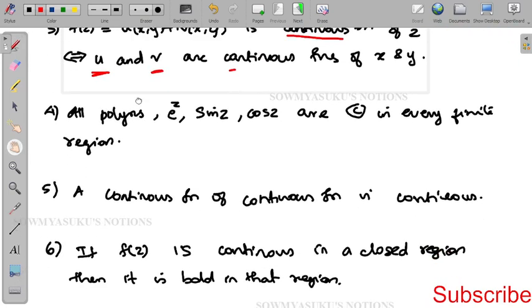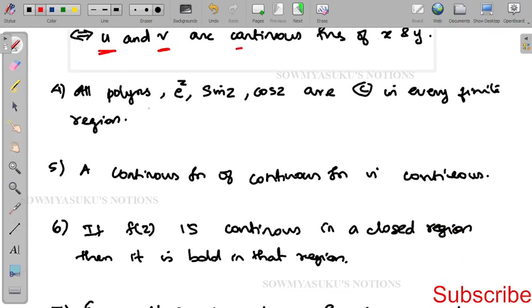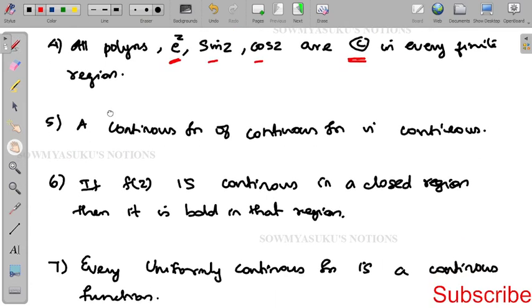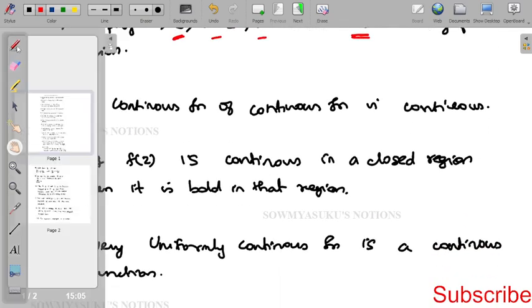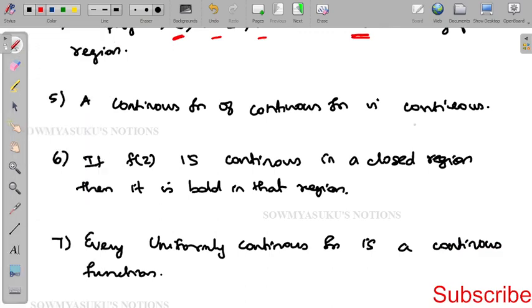Now the fourth one, all polynomials, the exponential, sin z, cos z are also continuous in every finite region. The next result, a continuous function of a continuous function is continuous. That means a composite function is continuous. Similarly, if f and g are continuous functions, then f plus g is also continuous.